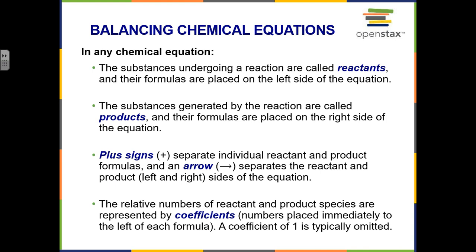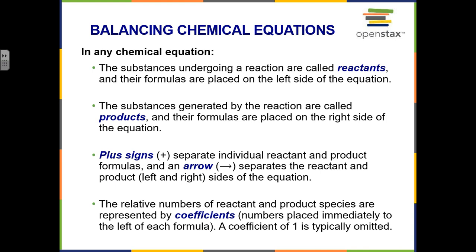So in any chemical reaction, the substances undergoing the chemical reaction on the left-hand side are your reactants. The substances on the product side are on your right side. You have a plus sign, which separates individual reactants or products and shows that you have different chemical formulas. And then your arrow is like a before-after, which separates your reactants and your products, and goes from left to right.